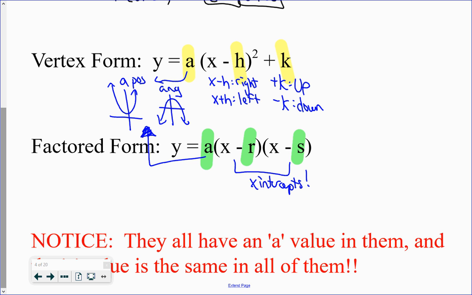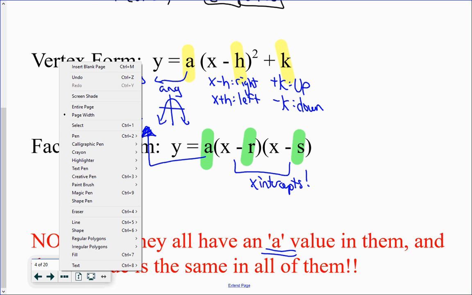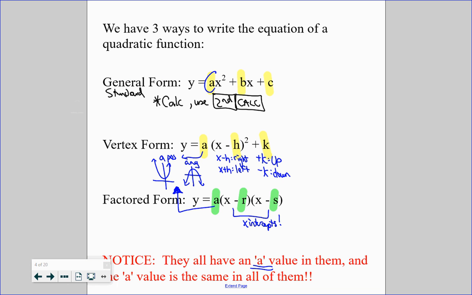Now, what you do want to note is that they all have an a value. Every single one of these equations has an a value. So a, a, a. What that means is that it's going to be the same a value in all of them. In math, if we use the same letter, then it has to represent the same number. So if you find the a value in general form, it's going to be the same a value for vertex form and factored form. You can just copy it in.